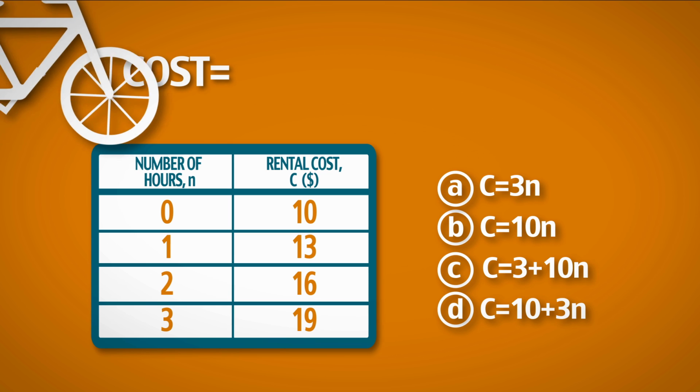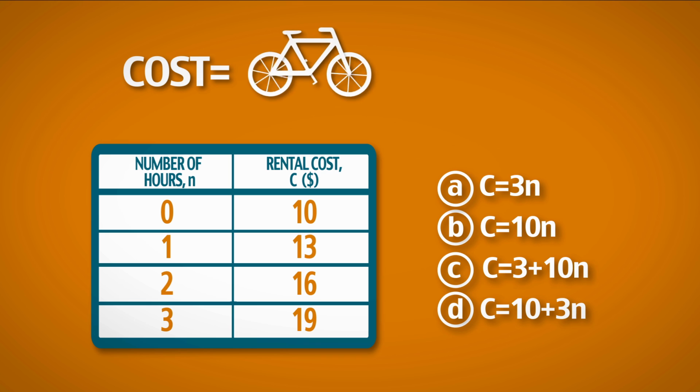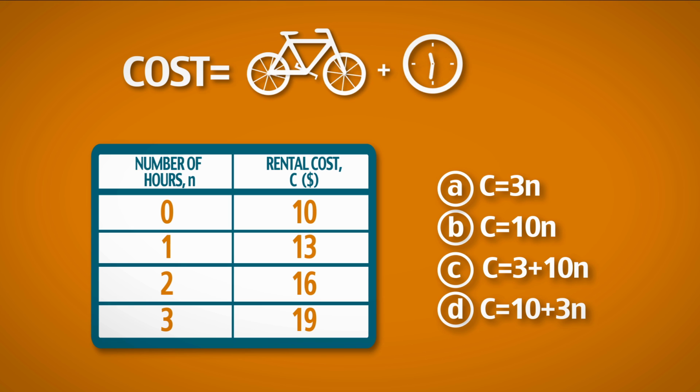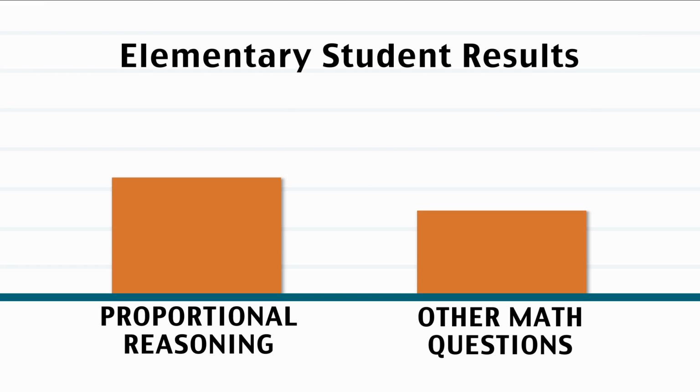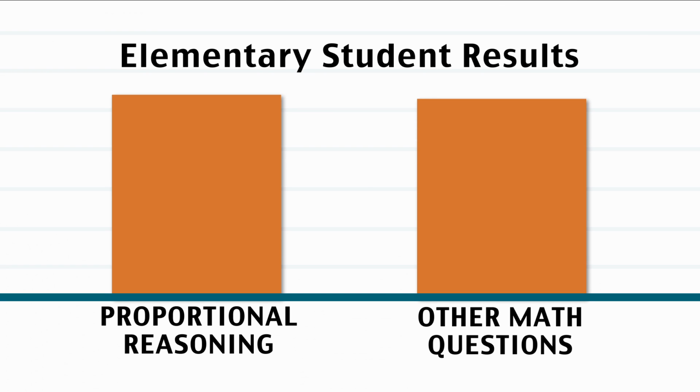By the end of grade 9, students are expected to be able to use the information in the chart to see that the rental cost increases by $3 for each hour, starting from a base price of $10. The rental cost, which is the relationship between the base price, hourly rate, and the number of hours, can be represented by C equals 10 plus 3N. Answer D.